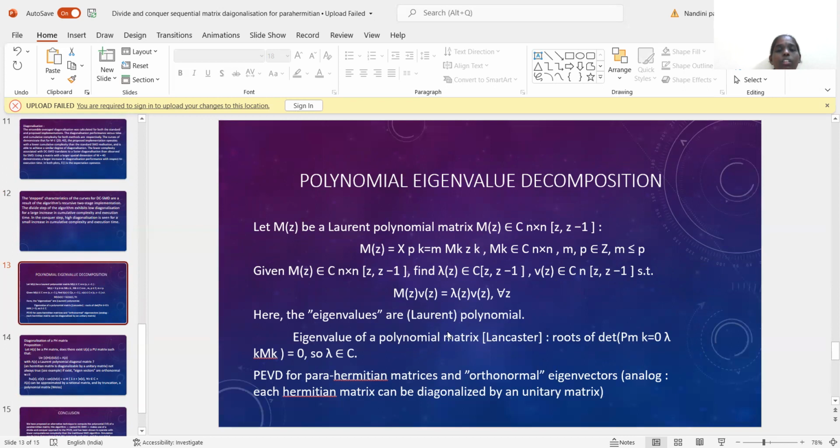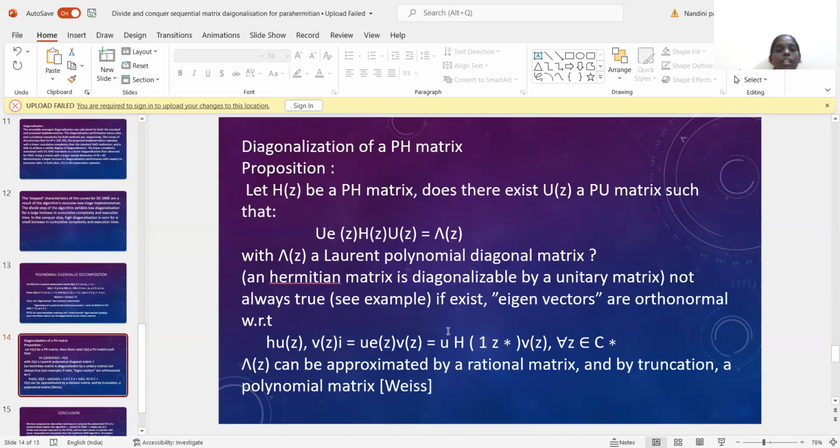This is the polynomial eigenvalue decomposition, PEVD, for para-Hermitian matrices, with orthonormal eigenvectors, and along each frequency a Hermitian matrix can be diagonalized by a unitary matrix. Diagonalization of a PH matrix.